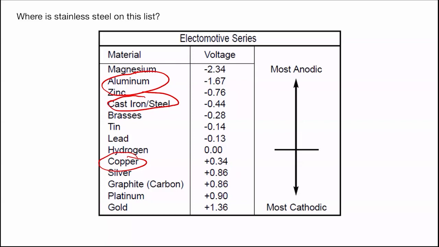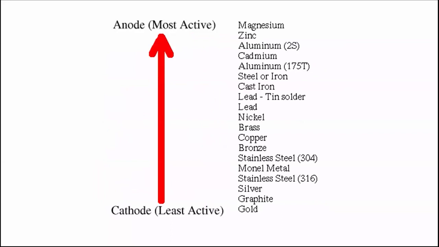So someone said by copper, someone said between zinc and steel, someone said between copper and silver, closer to platinum, below copper. So the answer is it depends. Sometimes you have stainless steel here and here, down by copper. That's called active stainless steel. So some lists you'll see it down here, and I'm not sure if NCARB knows this or not.